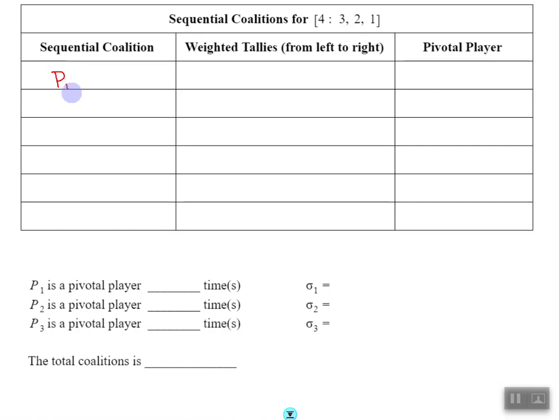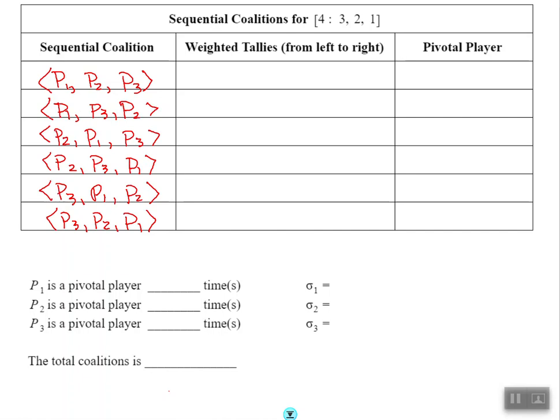So one possible order is P1, P2, P3. And instead of using curly brackets, we are going to use what looks like a greater than and a less than symbol. This denotes sequential coalitions. And you go through and you write out all of the orders for these 3 players. And continue.